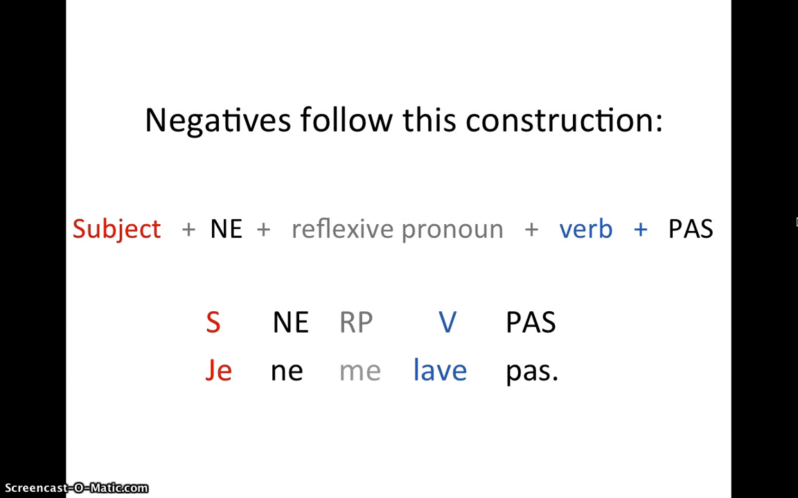If we want to make the sentence negative, meaning we don't do something or we never do something, you still use the ne pas sandwich, but included in the ne pas sandwich is the reflexive pronoun. So you do the subject, the ne, the reflexive pronoun, the verb conjugated, and the pas. So instead of je me lave, we have je ne me lave pas.